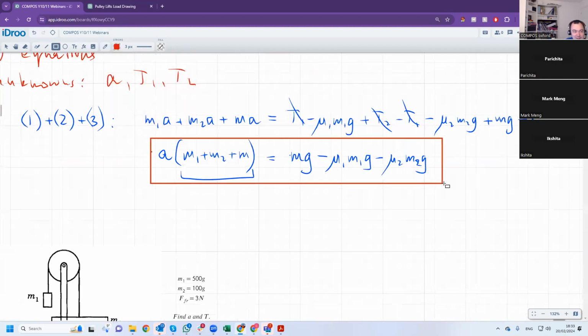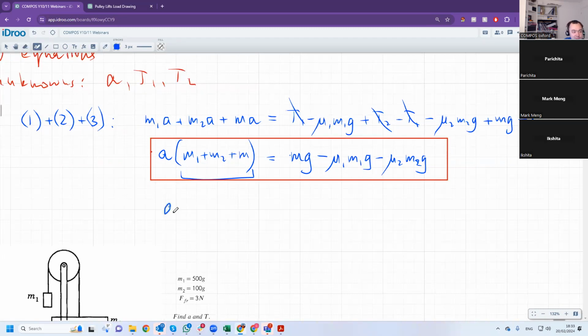So all I need to do is find a. So a is that divided by m1 plus m2 plus m. And that's the answer.